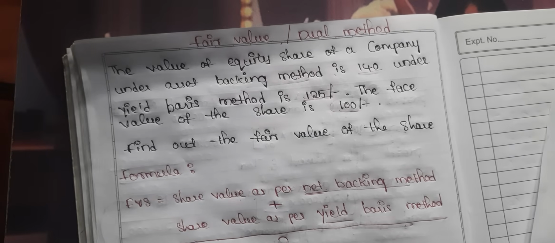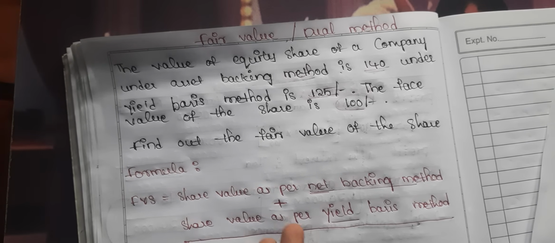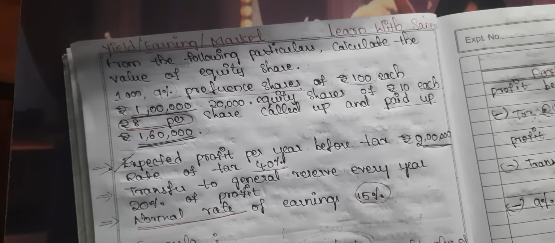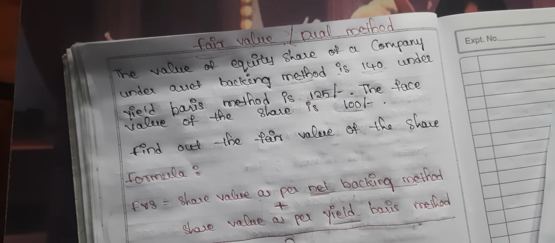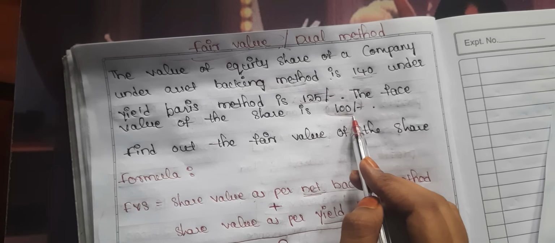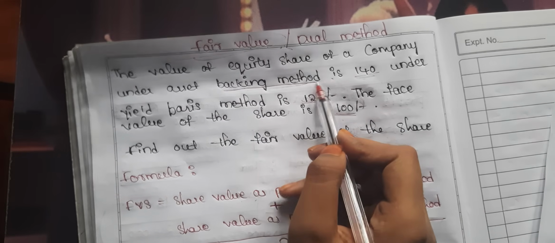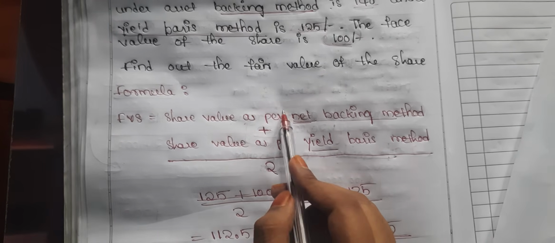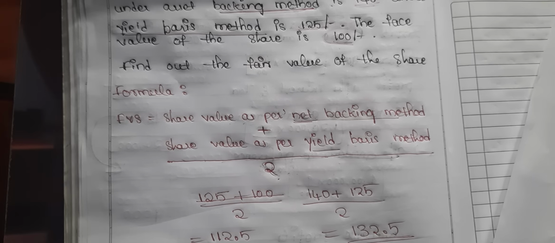I hope this was crystal clear. If yes, let me know in the comment section. This is easy, ma. They will not give you the question like this also. They will ask you this and this, and they will ask you to find out fair value method. You need to just have a look. See, you will be getting confused if they give you extra amounts like how I did. You need to take care like you are getting these terms, backing method as well as yield basis method. You need to add both of them and you need to divide it by 2. You will be getting your fair value method.